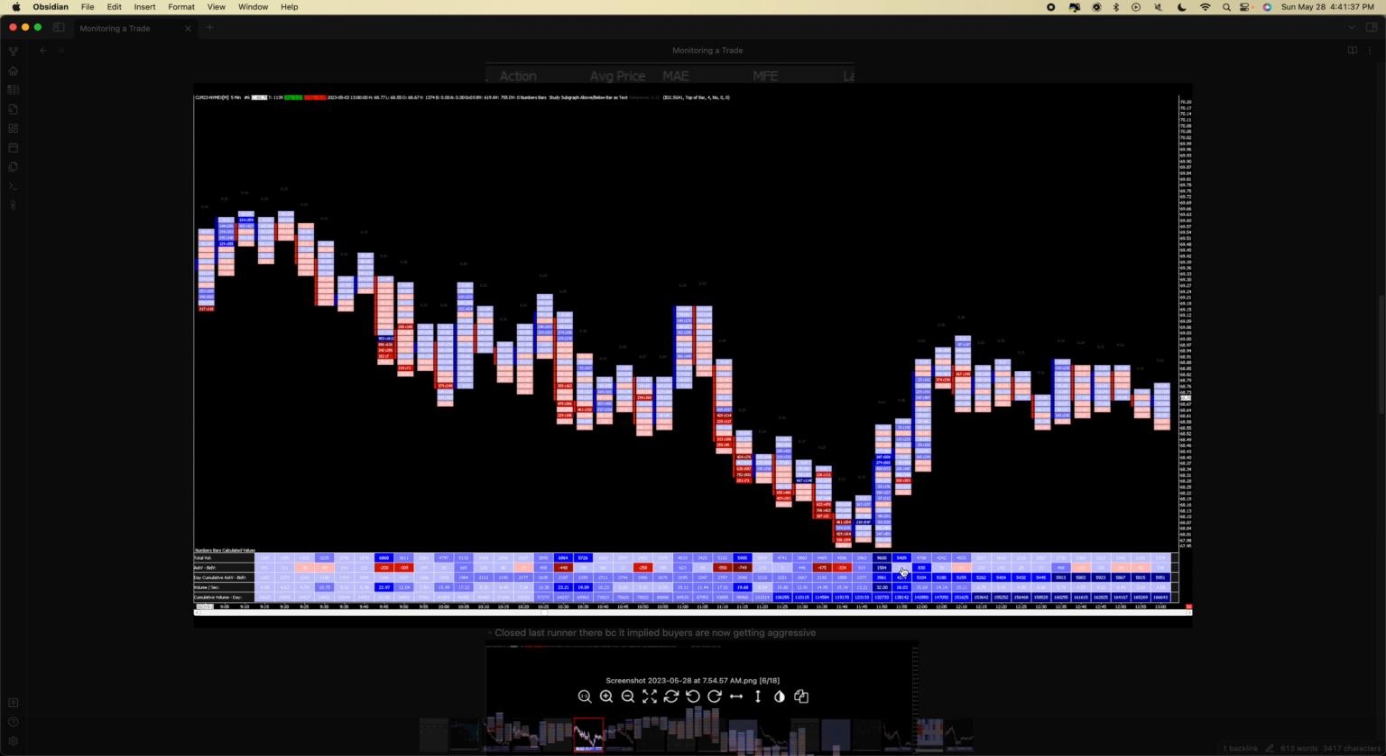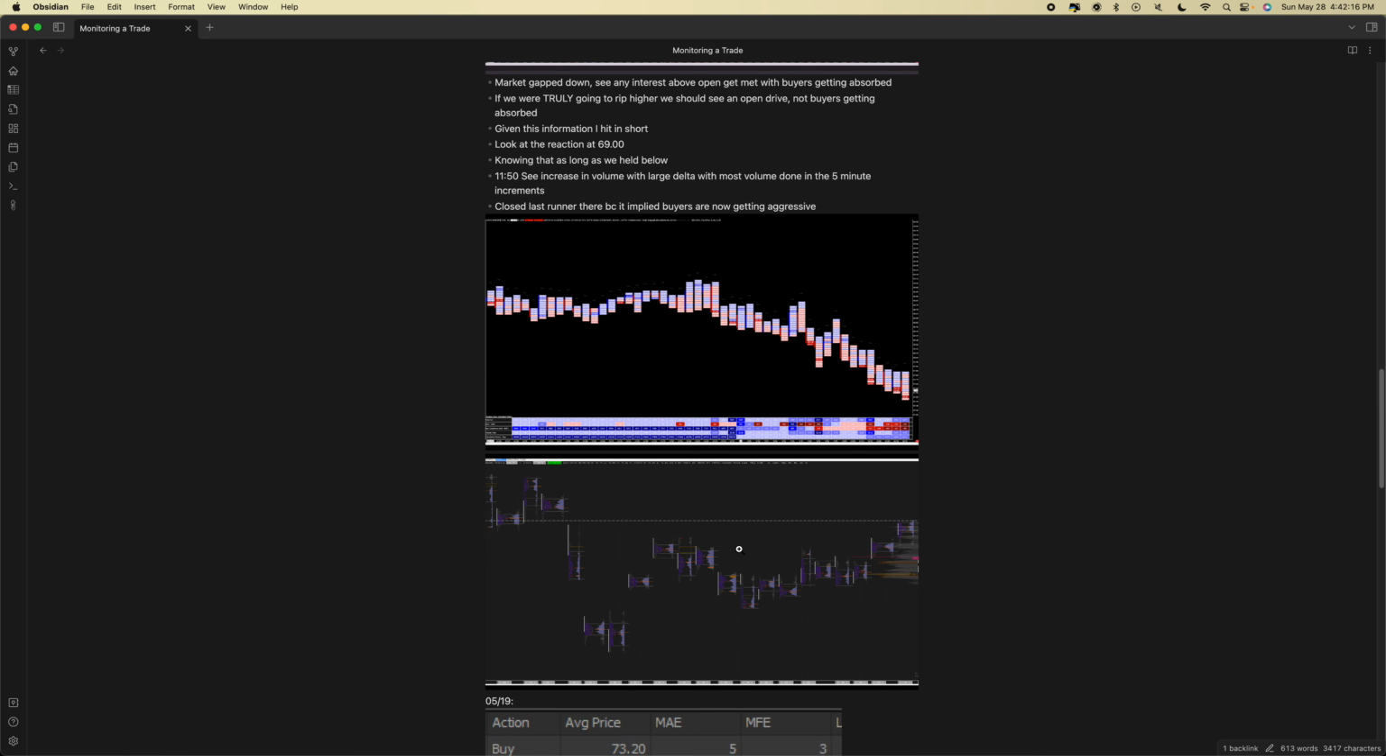And then this right here is where I had about 2 runners left. But this candle right over here is what told me to get out of my runners. We see the most amount of volume done on the day, 9,600 done in this 5-minute period, with a delta of 1,584. See this break above, and then we can see how buyers start to take control, and we shot up $1.05 from there, so 105 ticks. So I ended up closing it there.